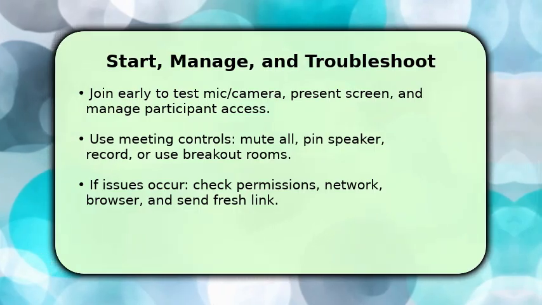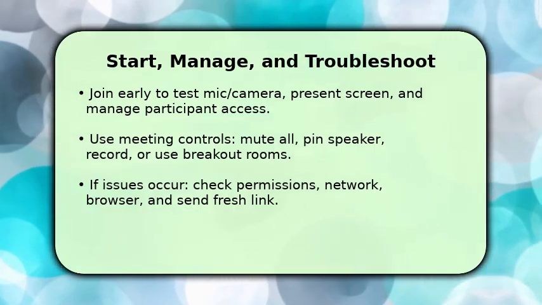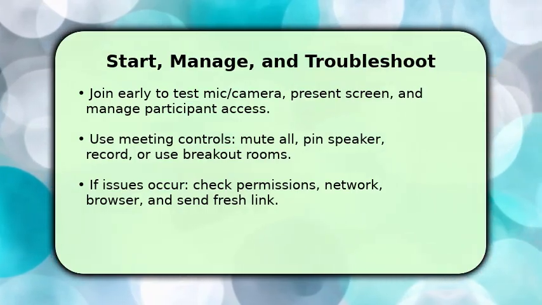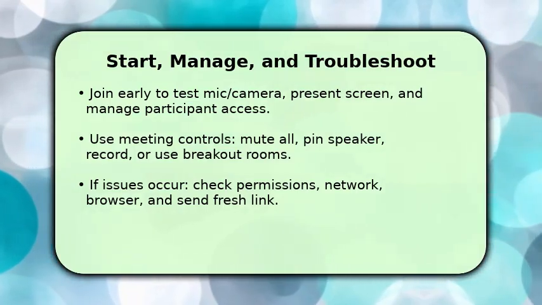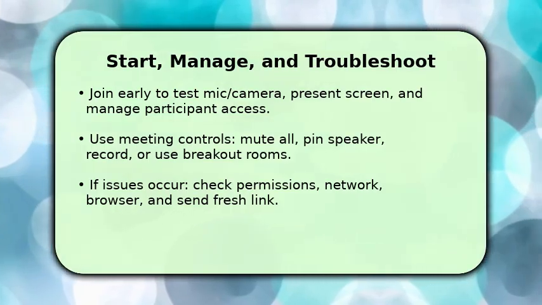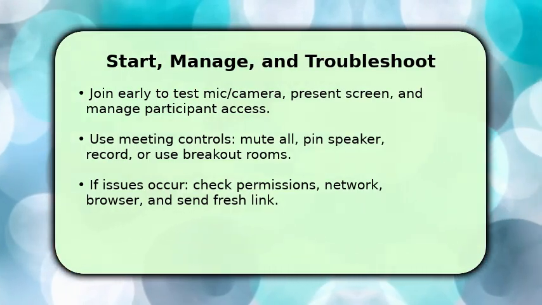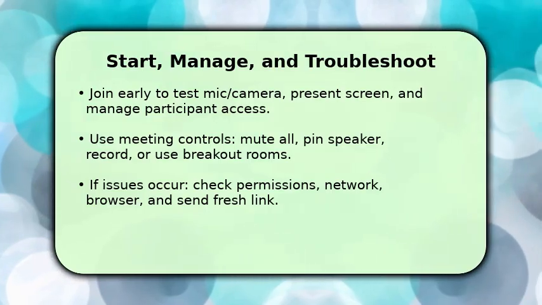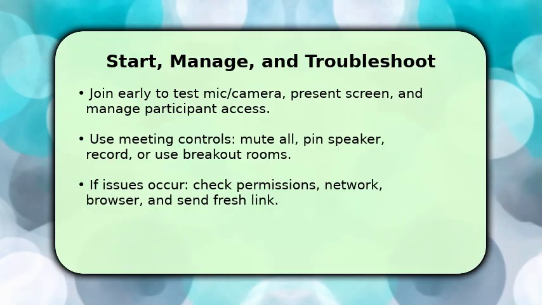During the meeting, use controls like mute all, pin, record, captions, and breakout rooms to manage flow, and designate presenters for structured sharing. If someone can't join or hear audio, first verify Meet permissions and browser updates, then check the network and restart the tab. If needed, copy and resend the join link. That fixes most access problems.